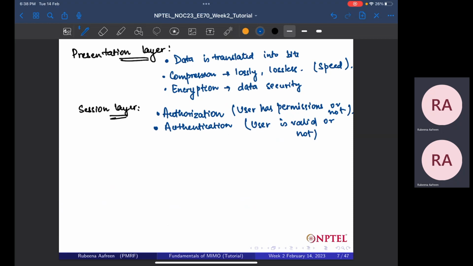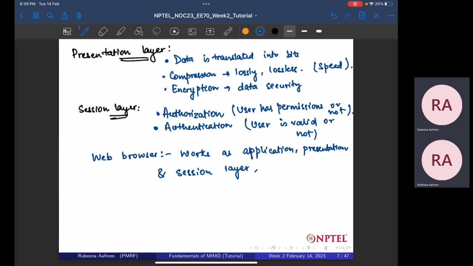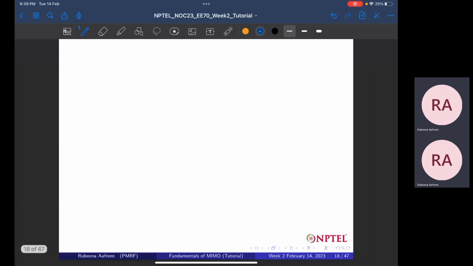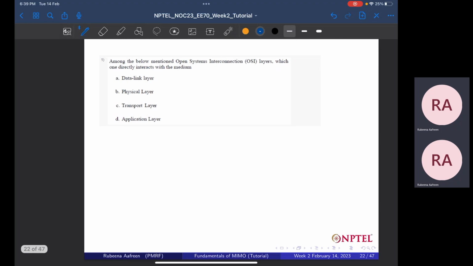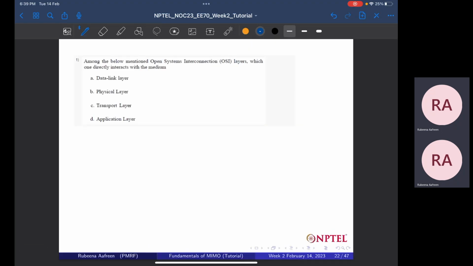So in general, when we have a web browser, this web browser works as the application, presentation, and session layer, because all these three are happening on the web browser as we work. Now we will move on to our first question. It asks about the OSI layers, which are the seven layers that I have described earlier, including the presentation and the session layers.